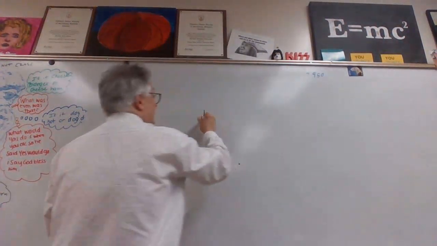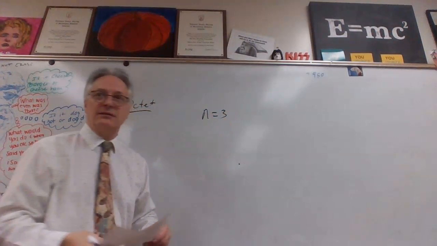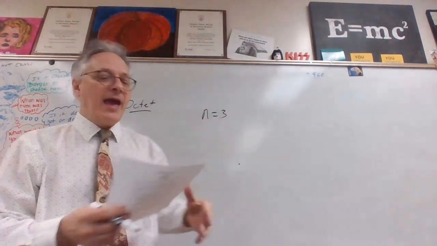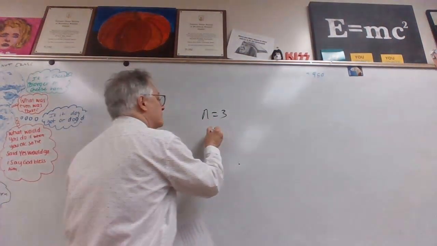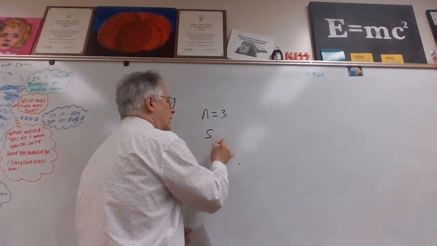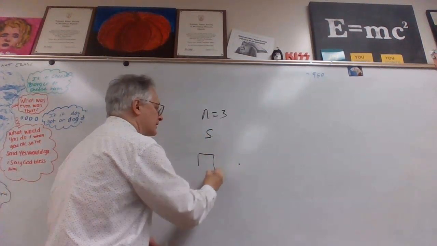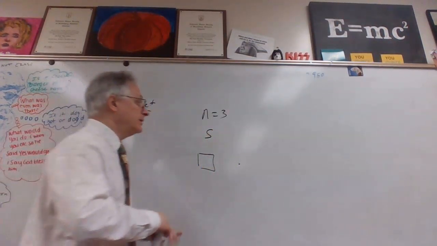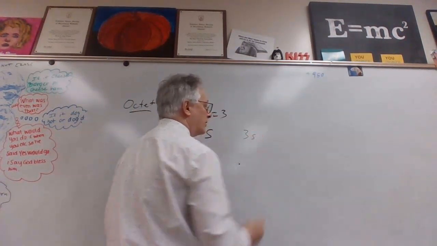We have n equal 3. That means the principal quantum number is 3. The energy level is 3, and it says an s orbital. So the s orbital, we learned that the s orbital only has one orbital in the set of s orbitals. This would be the 3s orbital.